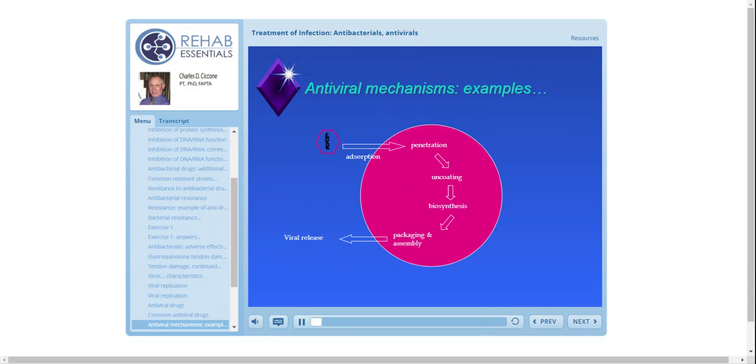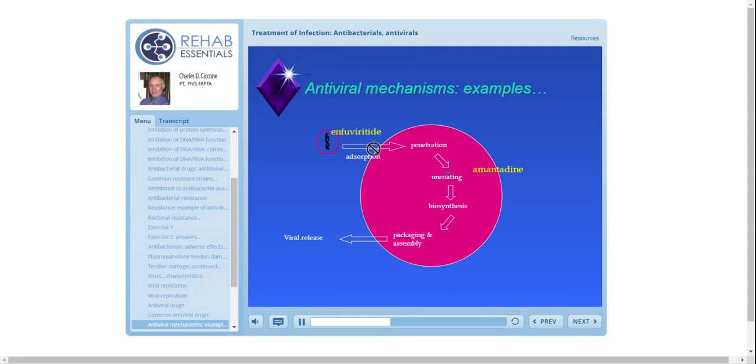Schematically, the mechanisms of the antivirals are shown here. Some drugs do work on the first step. They inhibit the absorption of the virus onto the cell. And again, we'll see this is true for some of the newer anti-HIV drugs. If the virus can't get into a healthy cell, it can't infect that cell. That's a very good step.